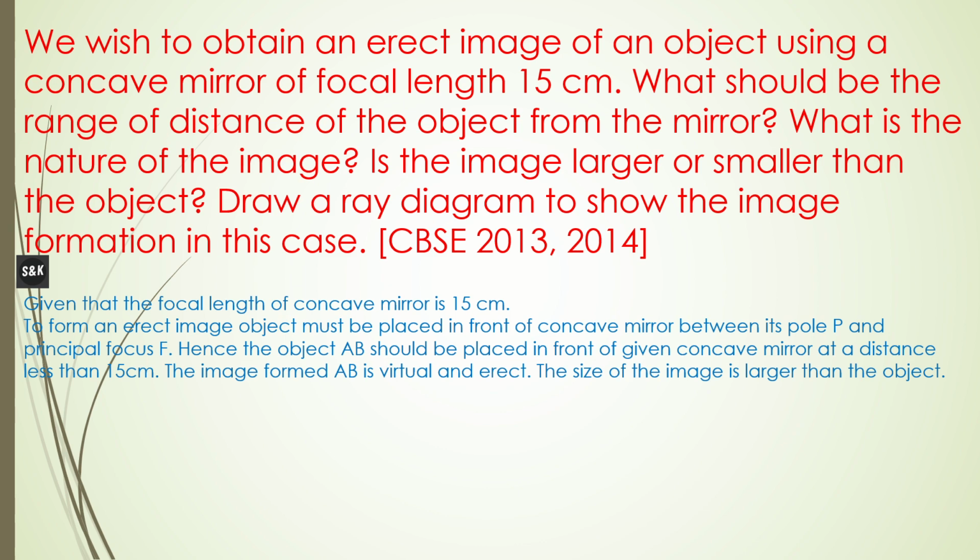So draw a ray diagram to show the image formation in this case. Given that the focal length of the concave mirror is 15 centimeter. To form an erect image, the object must be placed in front of the concave mirror between its pole and principal focus. Hence, the object should be placed in front of the given concave mirror at a distance less than 15 centimeter. The image formed AB is virtual and erect. The size of the image is larger than the object.